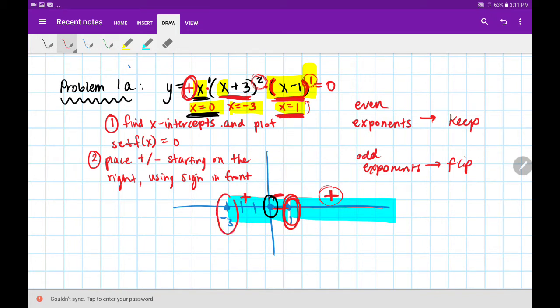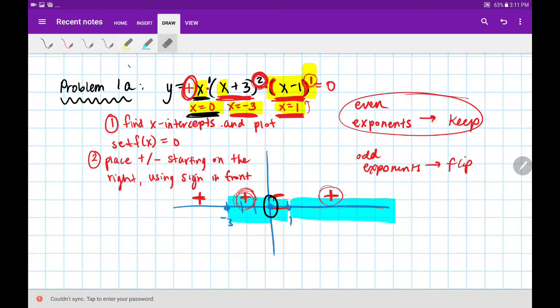Okay, now we have to make a decision at -3. So go to where you got x equals -3. Look at the factor right above it. Our exponent is even. So when I have an even exponent, we keep the previous sign. Since in this case my previous sign is positive, I'm going to keep it positive just like that. Okay, so now we know where our graph is positive and where it's negative. Now we simply have to draw the graph.